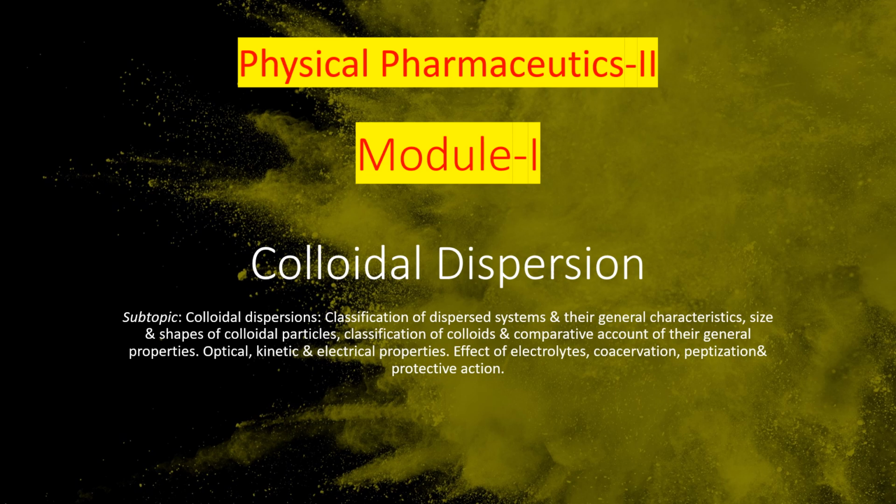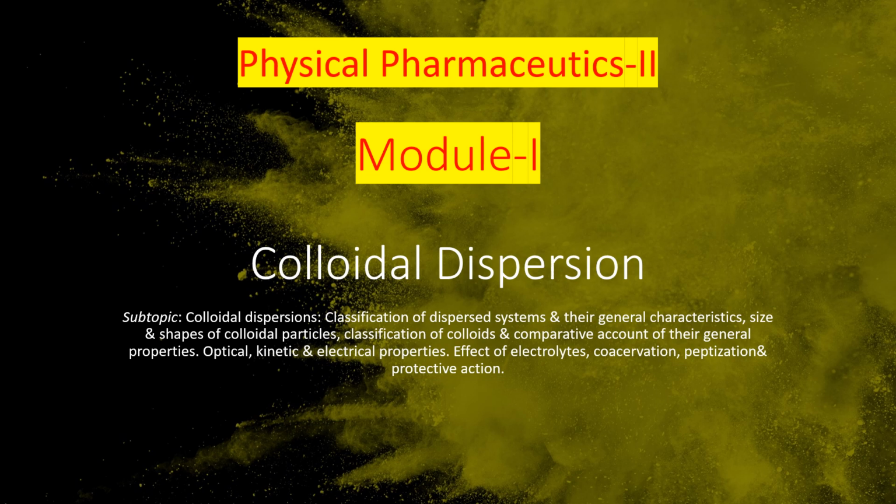So now let's have a look at the module wise division of the subtopics and the most probable questions that may be asked that you have to emphasize more upon. Okay, so in the module 1, the subtopics that are mentioned in the module 1, which is colloidal dispersion. The subtopics are the classification of dispersed system and their general characteristics.